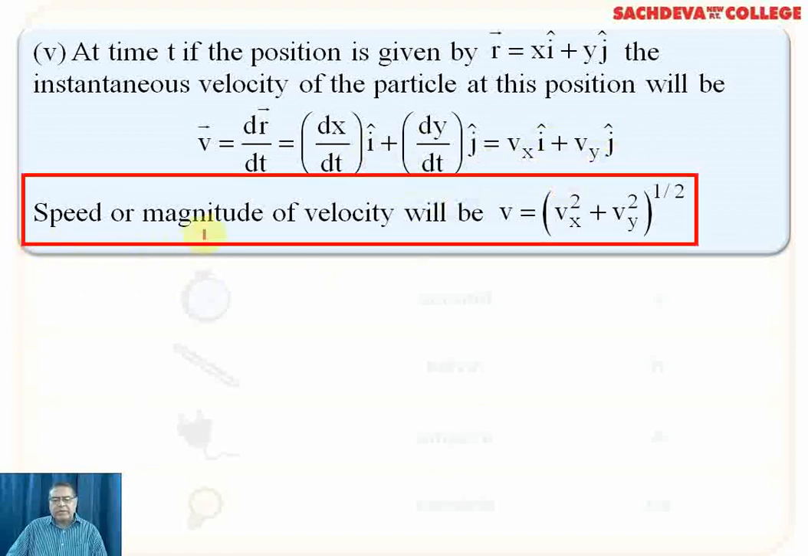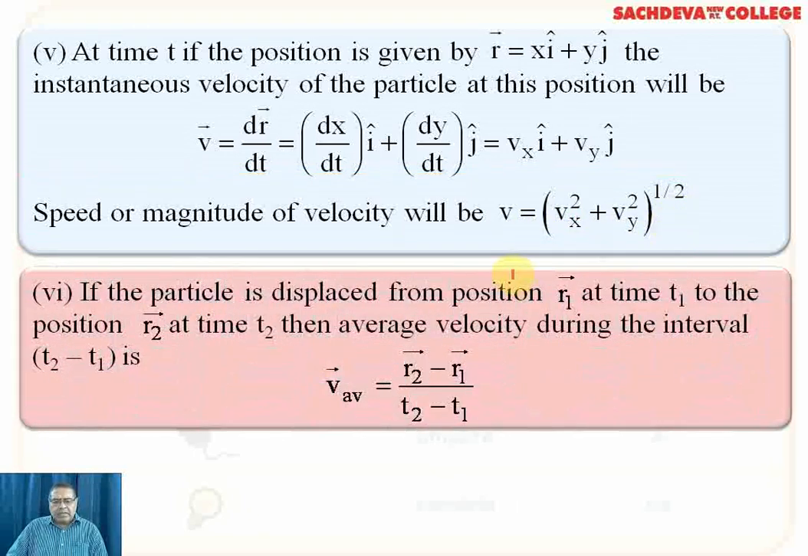Now the speed, or magnitude of the velocity, is v; we take the coefficients of i and j, square them, and take the square root. So v = (vx^2 + vy^2)^(1/2), or the square root. Another important point is that if the particle is displaced from position r1 at time t1 to position r2 at time t2, then the average velocity during the interval t2 minus t1 is (r2 - r1)/(t2 - t1). So average velocity is the total rate of displacement.